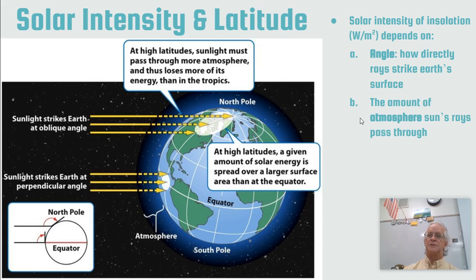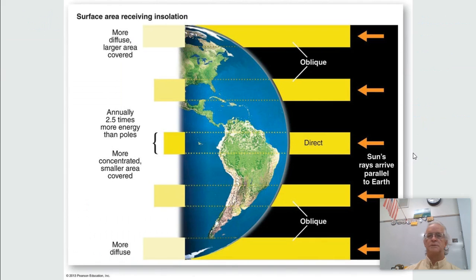The amount of atmosphere that the sun's rays pass through matters. Here, it just goes through this small amount. Here, it's at a higher angle, and therefore, more of the blue light, for example, is going to be filtered out, which is what makes the atmosphere blue. Equator, higher insolation than at higher latitudes.